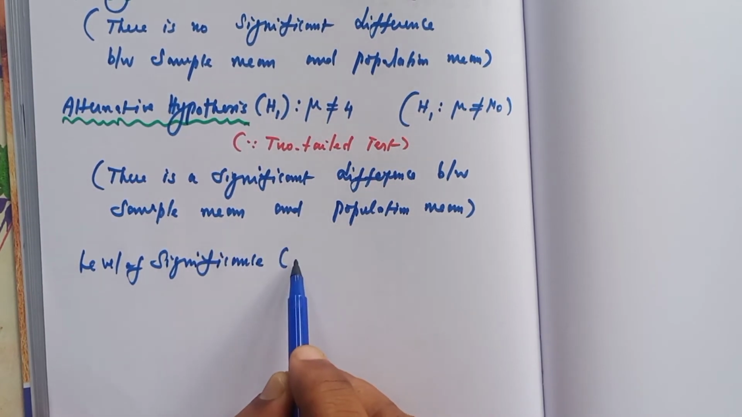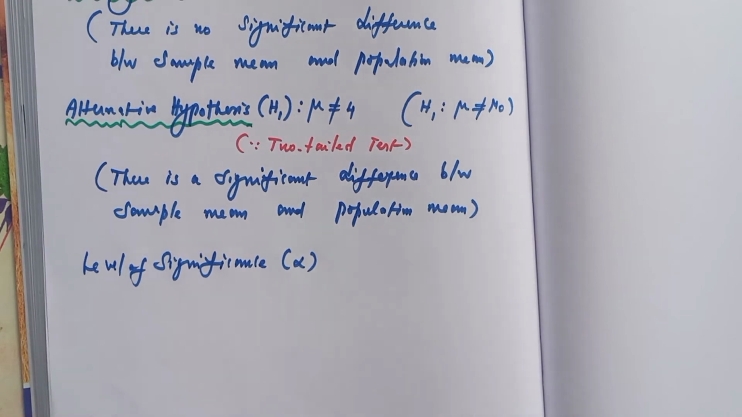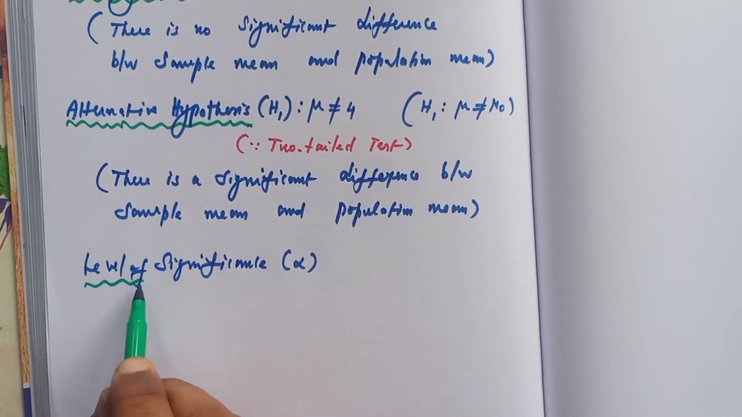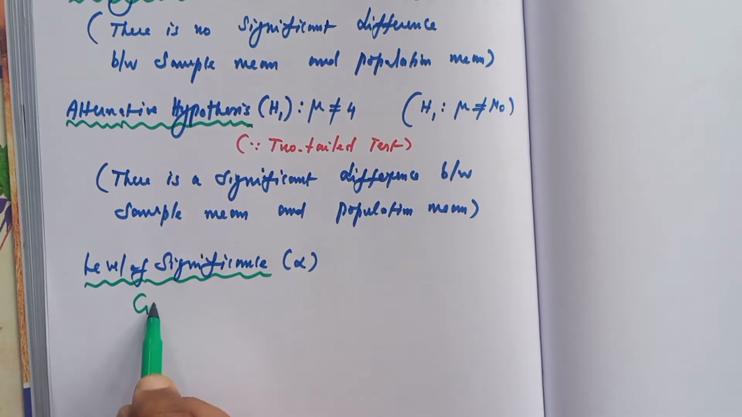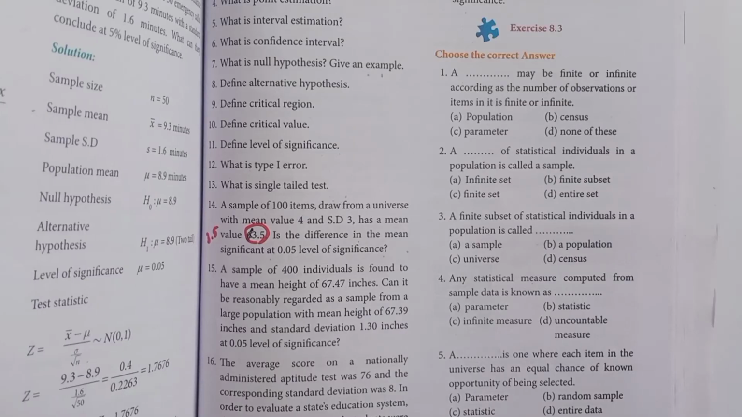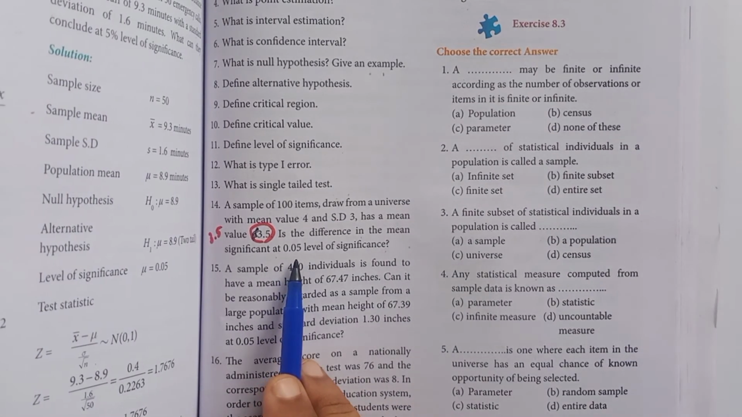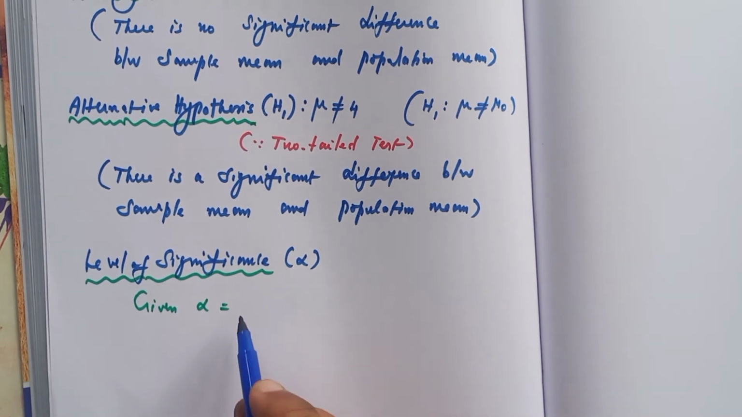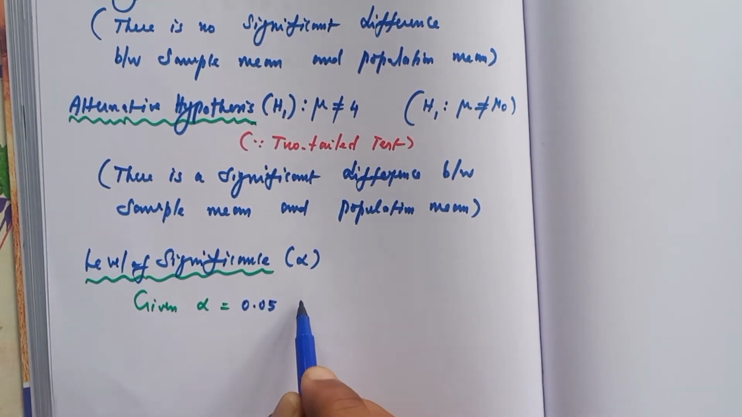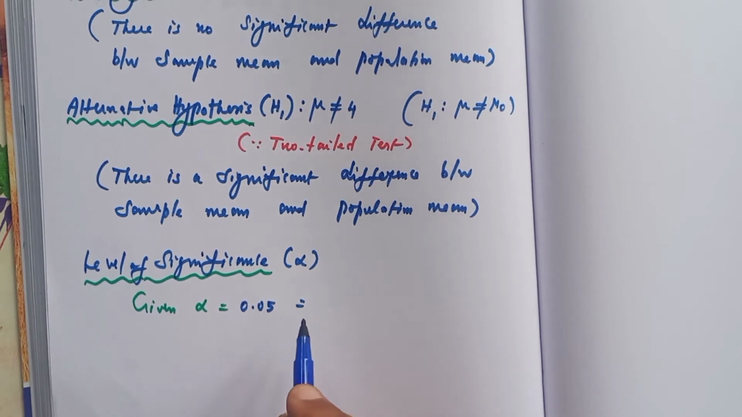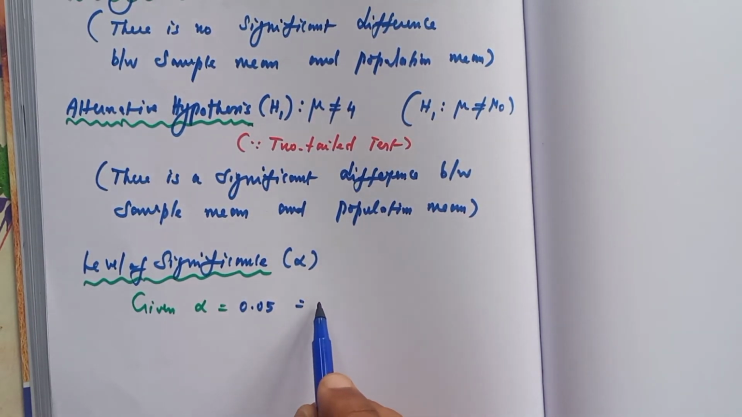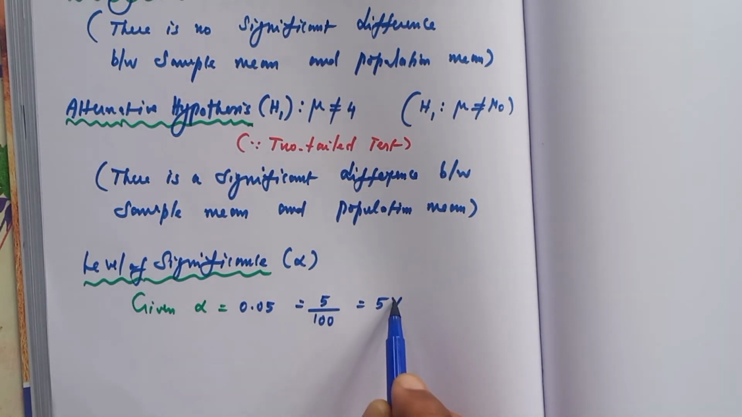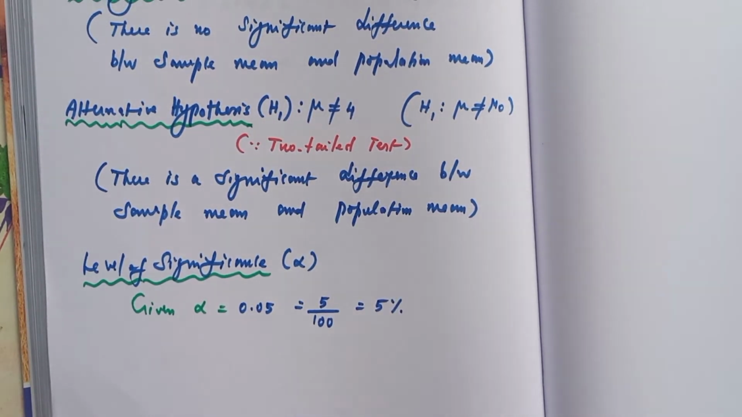That is represented by the letter alpha. Given alpha is equal to 0.05, the level of significance, as in the question. You can write 0.05 as a percentage: 0.05 means 5 divided by 100, and 5 by 100 means 5% level of significance.